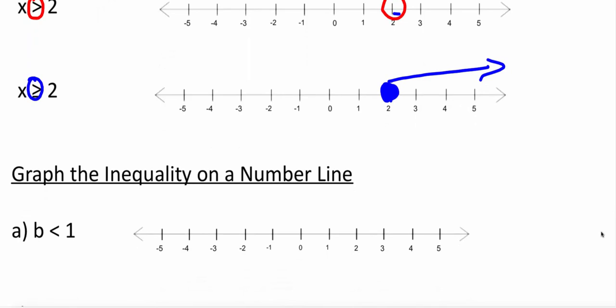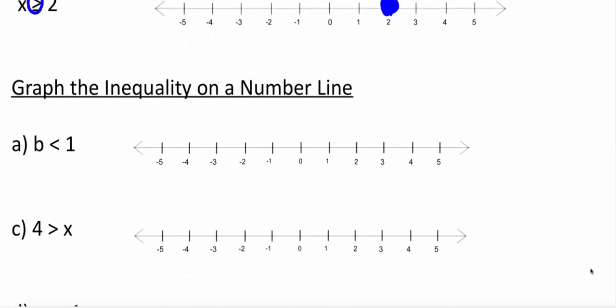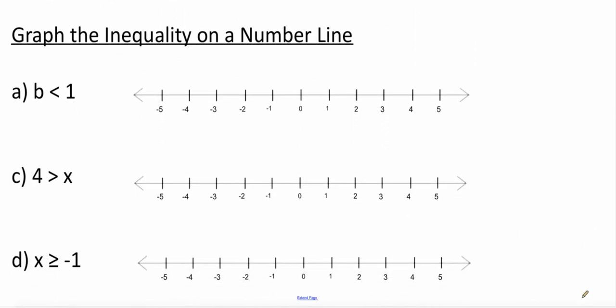Now, here it says graph the inequality on the number line. So I want you to quickly pause this video and try and graph these 3 inequalities. Now that you're back, let's see if you're right. So the first one here, we're going to have b is less than 1. There's no equal to, so that's going to be an open circle. And we want b is less than 1. Well, 0 is less than 1, and 2 is greater than 1. So this side fits my situation.